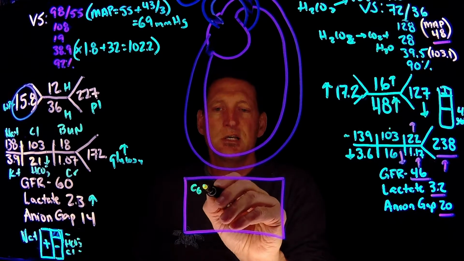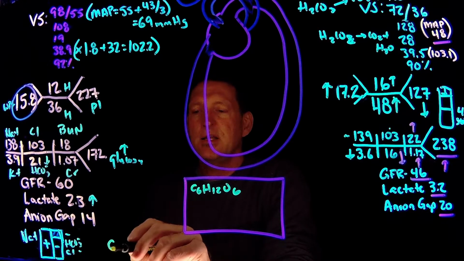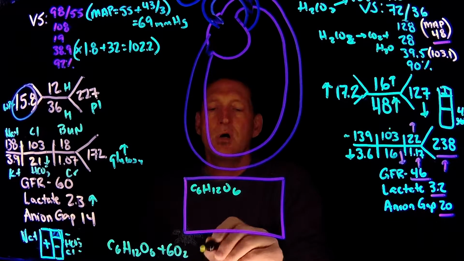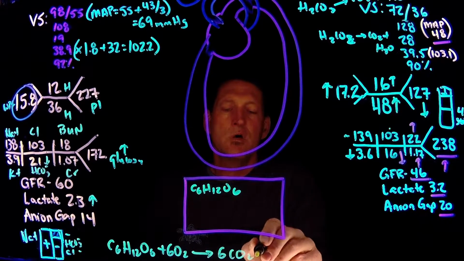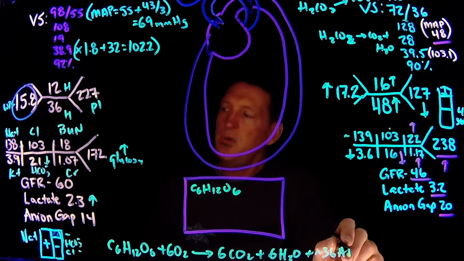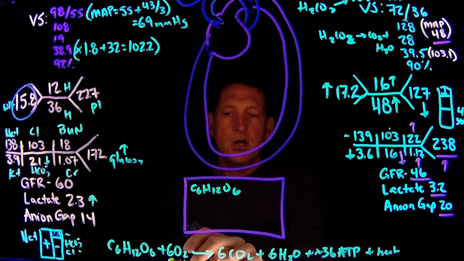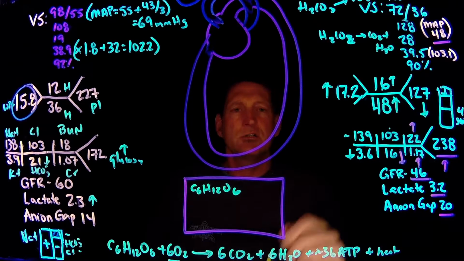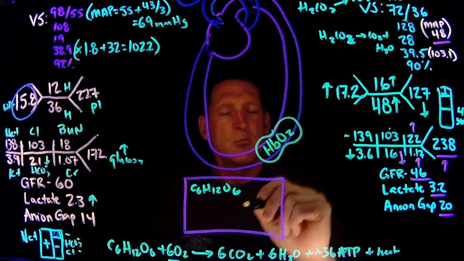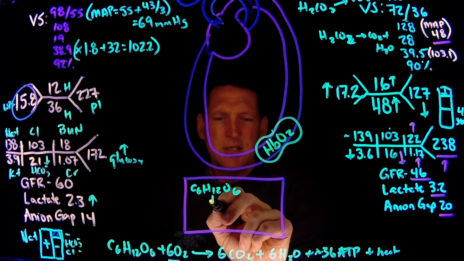So my glucose is C6H12O6. Now, if I take C6H12O6 and add 6 O2, I'm going to end up getting 6 CO2 plus 6 H2O plus roughly 36 ATP plus heat. Now I can do this as long as I have oxygen. So hemoglobin is coming around in my red blood cells through the vascular system, and oxygen is splitting off the hemoglobin, going into the cell.